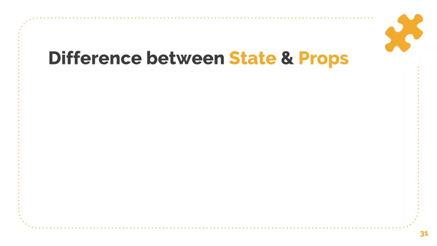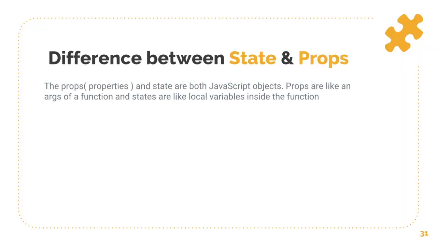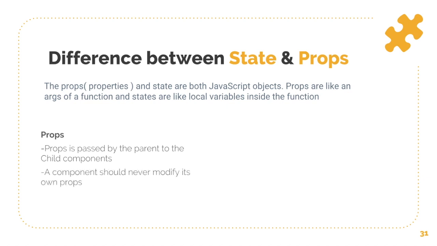Okay, so what are the differences between state and props? Props, which are properties, and state, both are JavaScript objects. Props are like arguments of a function, and state is like local variables inside of the function. So if you take an example of a function, you can think of the props as parameters, okay, which don't change, and you can think of the local variables like state, which can be changed. So props are passed by the parent to the child component, and a component should never modify its own props.